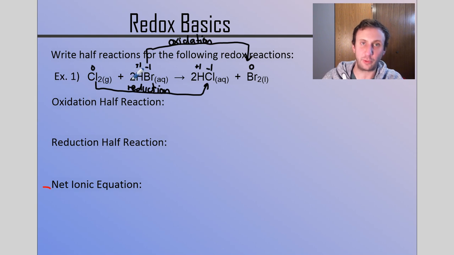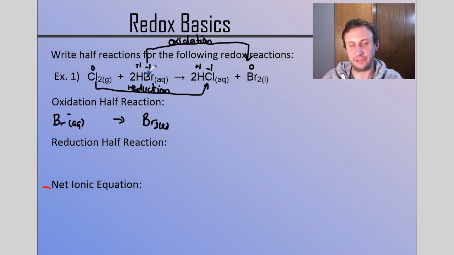This is aqueous, so I can treat it as split apart ions here. So what I have is Br minus aqueous, and this is turning into Br2 liquid. I feel like I just left out a little bit of nuance here. This is a strong acid, right? So because it's a strong acid, I can treat it as the positive hydrogen is separate from the negative bromide.